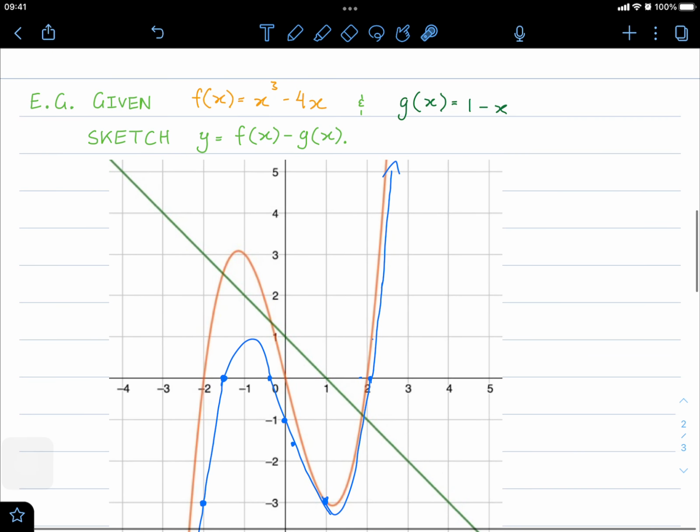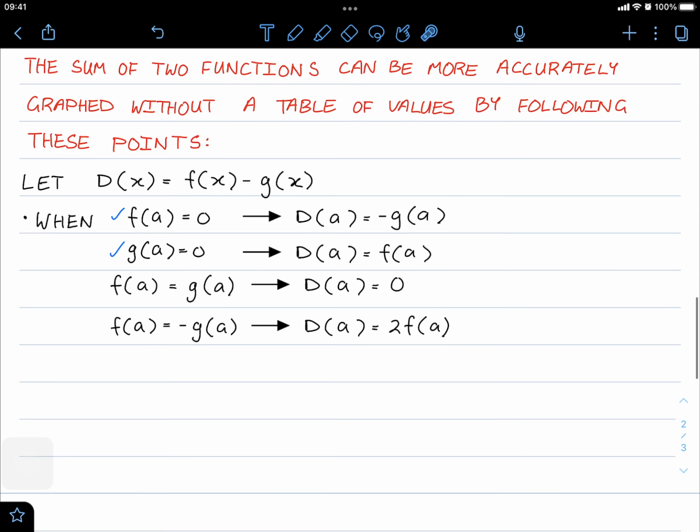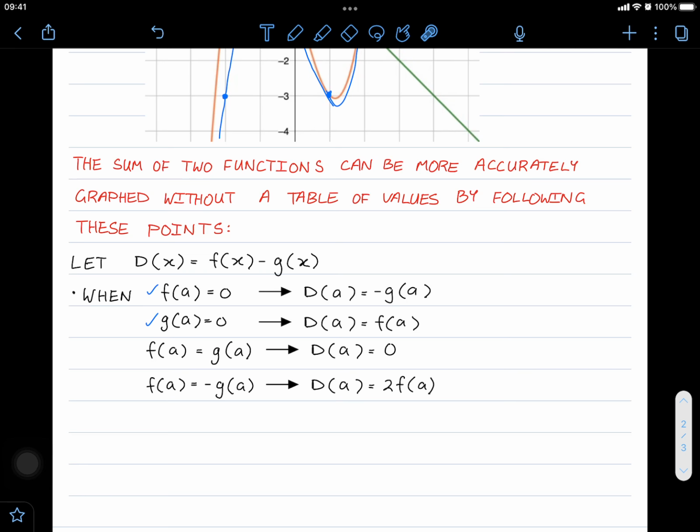So I hope that gave you an insight into sketching the difference of two functions, both using a table of values, but more importantly, using these features here.